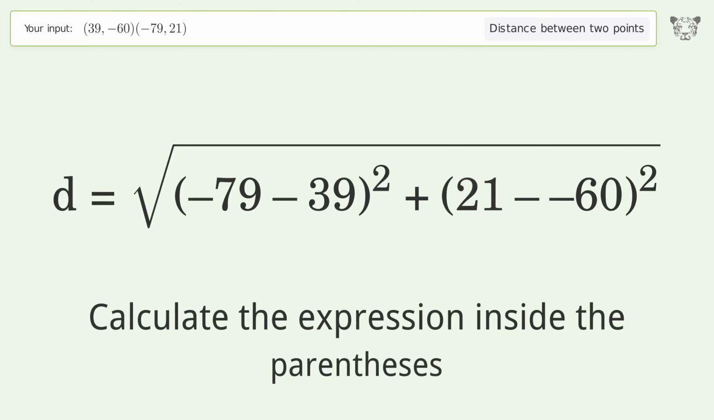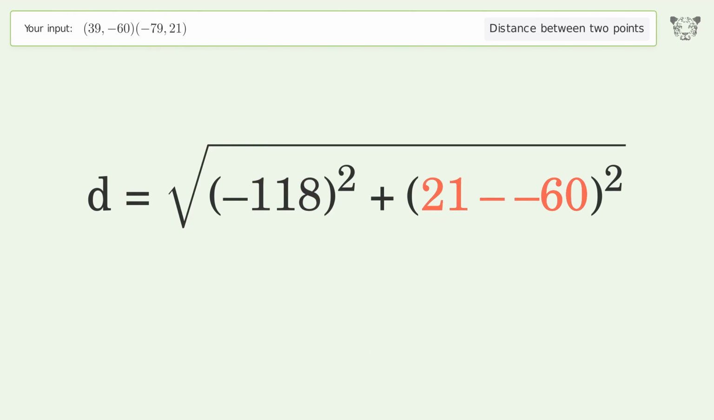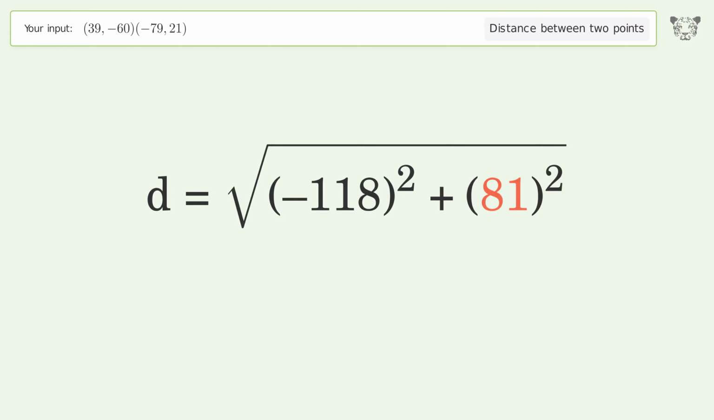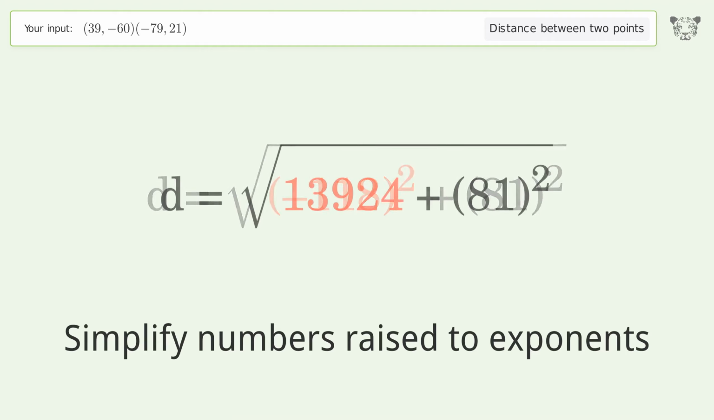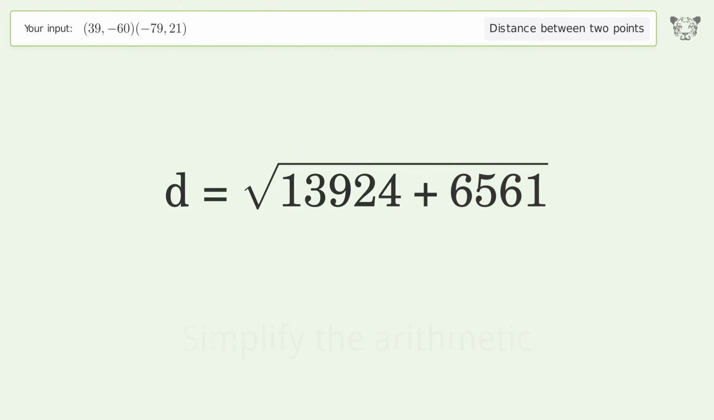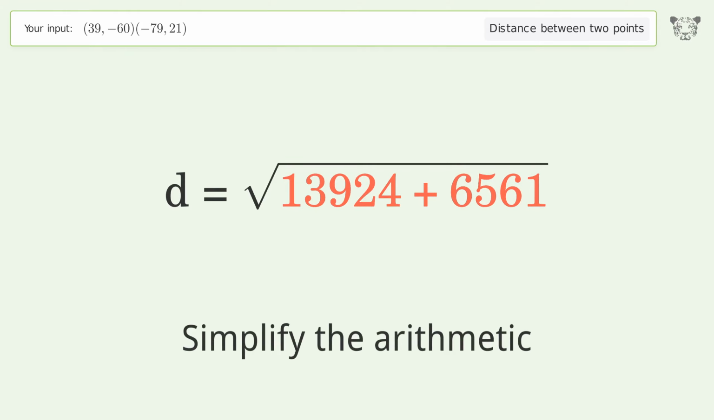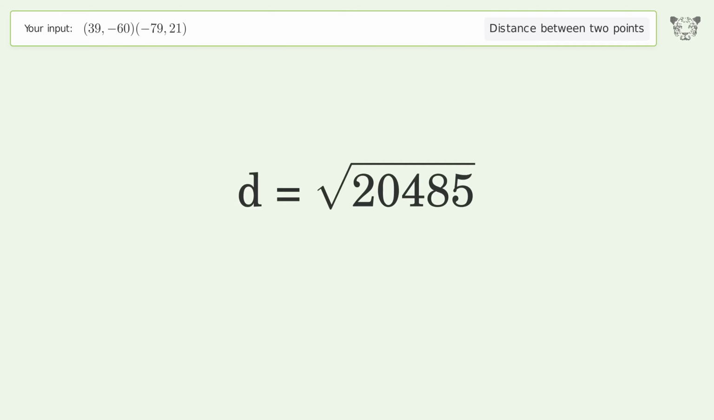Calculate the expression inside the parentheses. Simplify numbers raised to exponents. Simplify the arithmetic. And so the distance between the 2 points is the square root of 20,485 or 143.126.